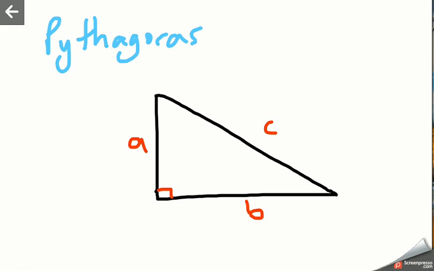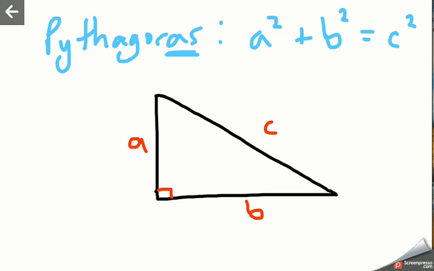Pythagoras. I spelled it wrong in the next section. This is an A, not a U. I spelled it with a U in the next section. Anyway, when you have a right angle triangle with side lengths A, B, and hypotenuse C, Pythagoras' theorem says that it's always A squared plus B squared equals C squared all the time. That's it. That's the theorem.